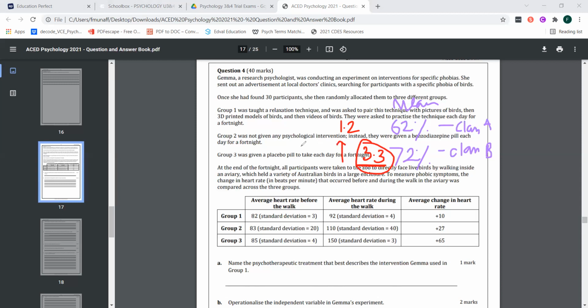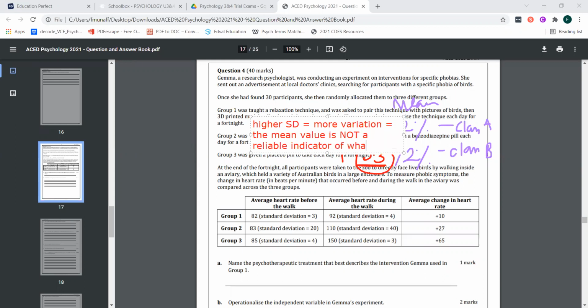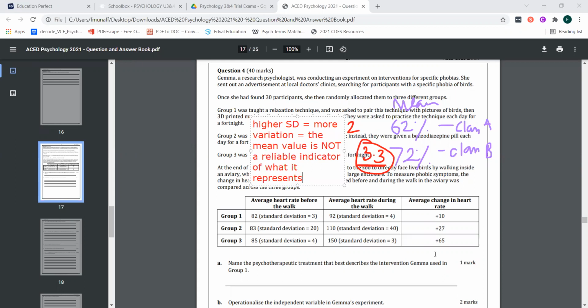No, it's not a good thing because remember we said, and I'll just type this up, higher standard deviation means more variation, which means the mean value is not a reliable indicator of what it represents. Of what it represents means in this case, we're representing psychology SAC scores. In Gemma's scenario here, we're representing change in heart rate.